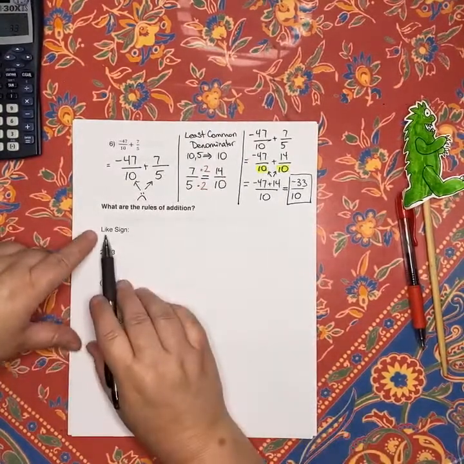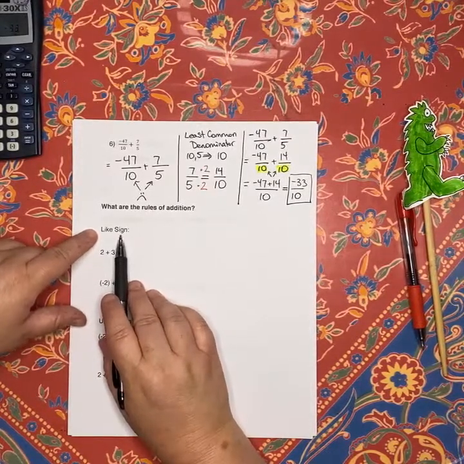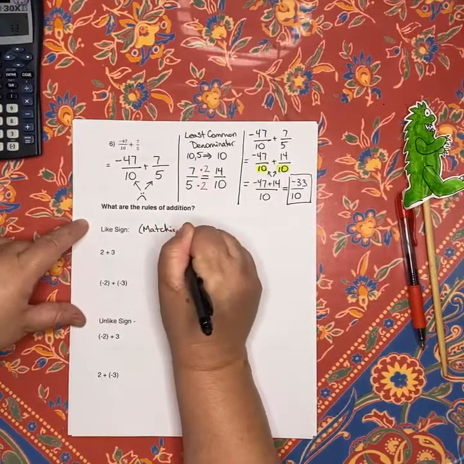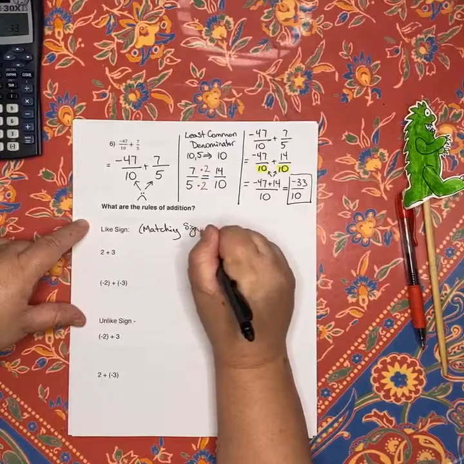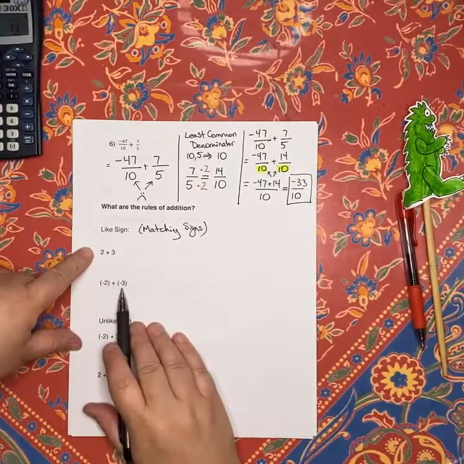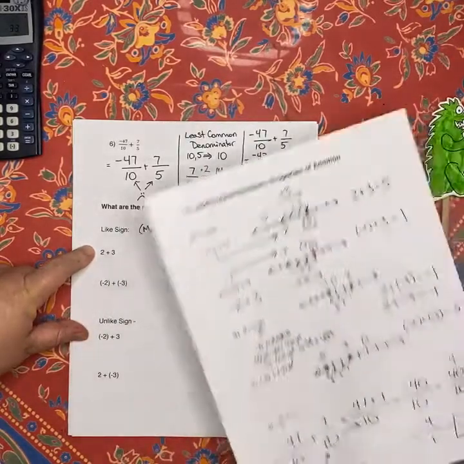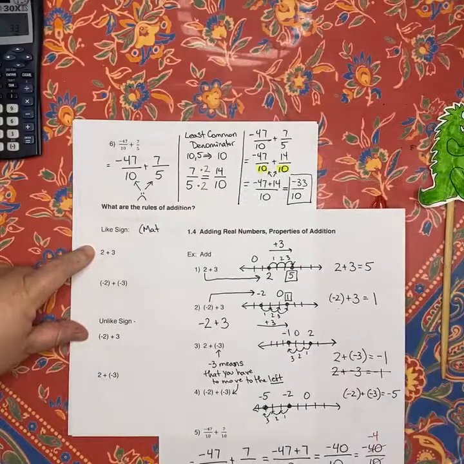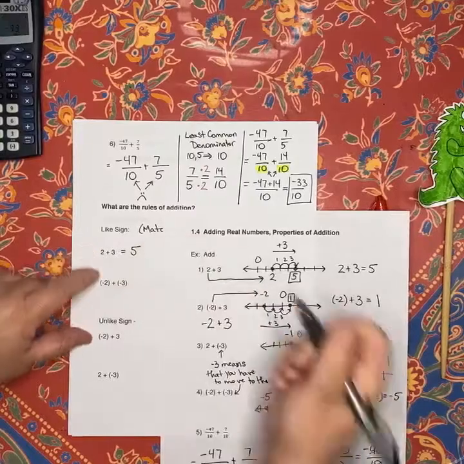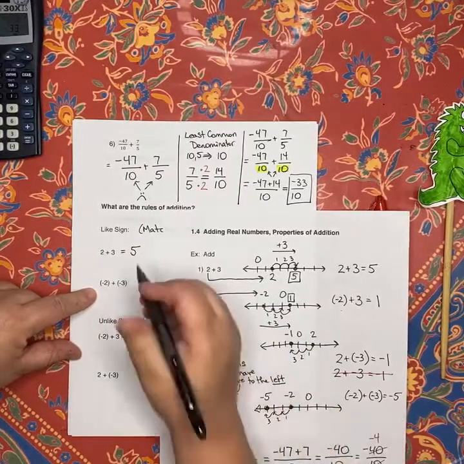If we're talking about like signs, that doesn't mean they like each other. It means that they're similar. So this is matching signs. They're twinsies. They're both positive or they're both negative. 2 plus 3 is 5. Negative 2 plus negative 3 was negative 5.